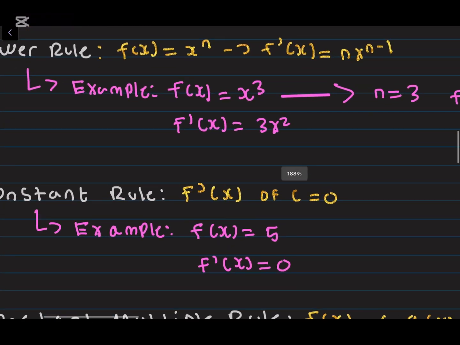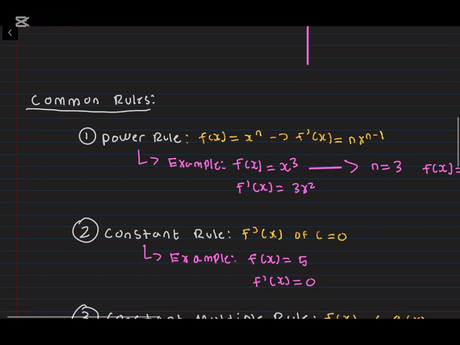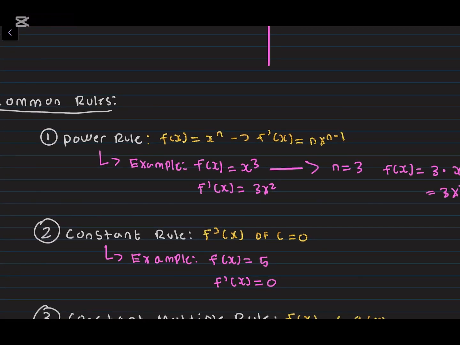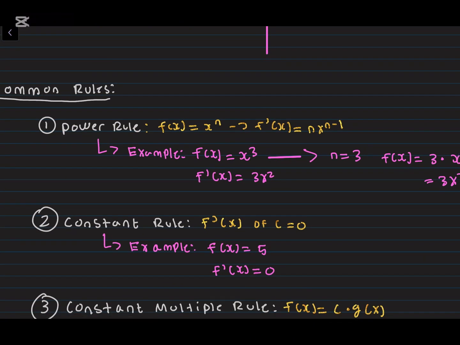With power rule, what does that mean? That means that if you have f of x is equal to x to the power of n, then the derivative of f of x will be equal to n times x to the power of n minus 1. So it's one of the simpler rules. Let's look at an example.